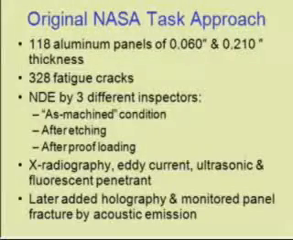The task that we were asked to do was to create a number of cracks in aluminum alloys that would be used for Space Shuttle and to perform inspections on those and to document those inspections. We generated 118 panels containing two different thicknesses, 60 and 210. There were 328 cracks in that set. They were inspected by 3 different experienced inspectors in the as-machined condition, after etching, and after proof loading.